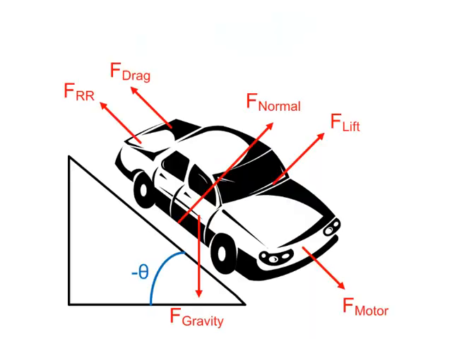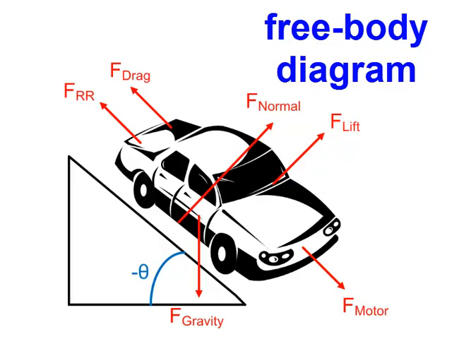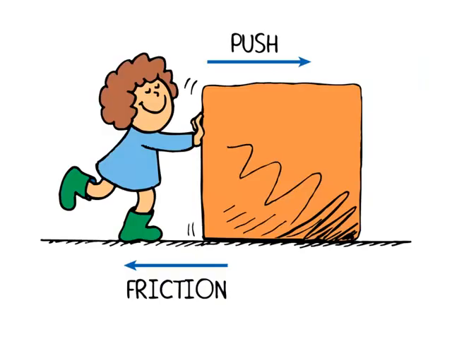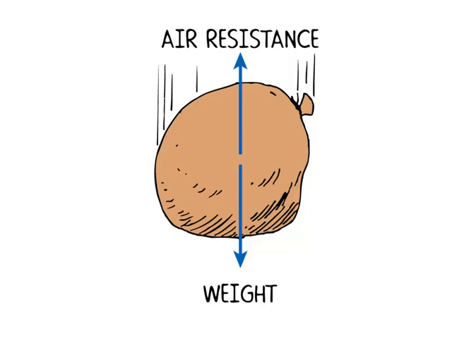A diagram showing all the forces acting on an object is called a free body diagram. The direction of the force of friction always opposes the direction of motion. Push the crate to the right and friction acts toward the left. The sack falls downward and air friction acts upward.